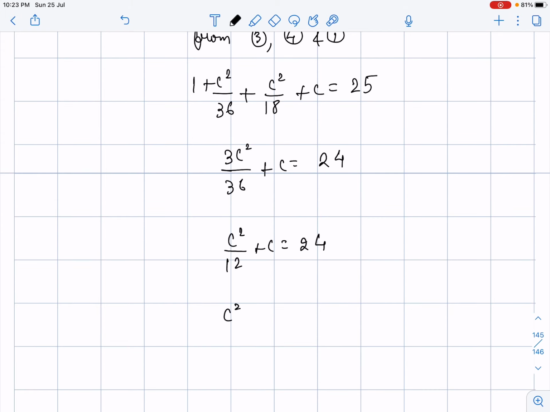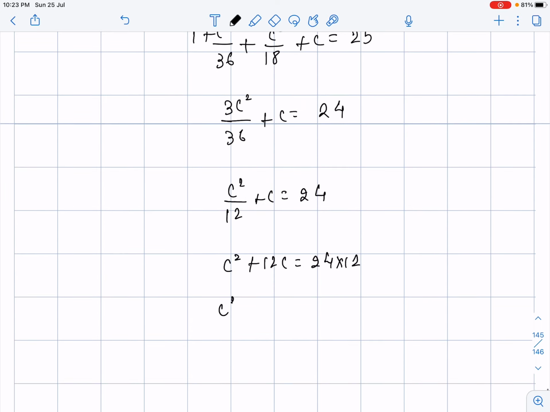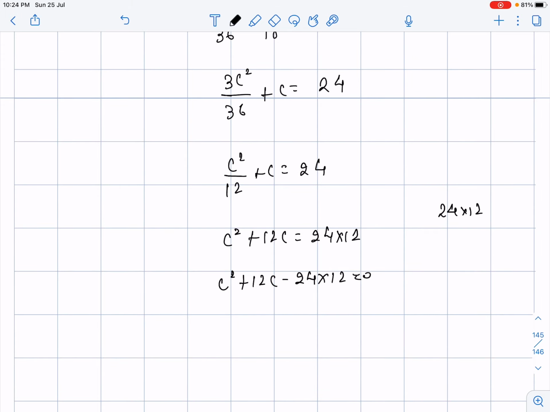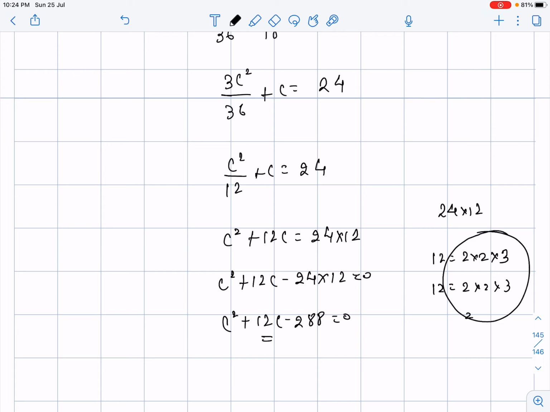That means C squared plus 12C is equal to 24 times 12. That means C squared plus 12C minus 24 times 12 is equal to 0. And 24 times 12, when we compute it, is 288, because 144 times 2 is 288. That is C squared plus 12C minus 288 is equal to 0. And 12 we know is 2 times 2 times 3, and another 12 will be 2 times 2 times 3, and an extra 2 we have. So I have to bring 12 by making use of all these factors written over here.